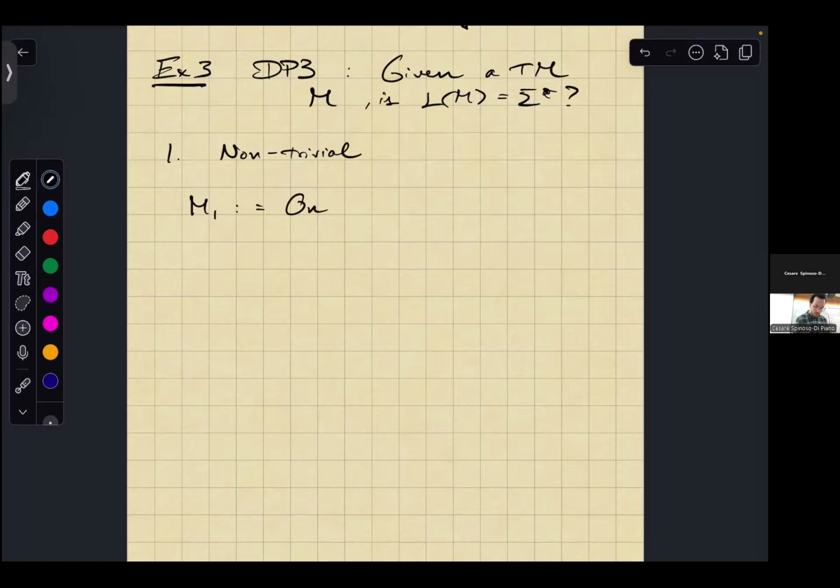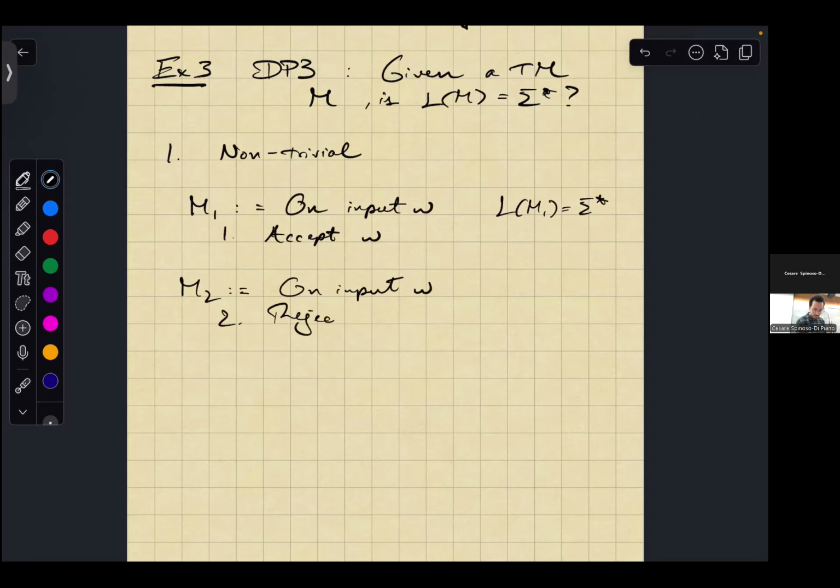Hopefully that's not too difficult to see. I can define one Turing machine M1 that satisfies the property. Essentially it just accepts everything. So L of M1 is sigma star. On the other hand, I can define a Turing machine M2 that does not satisfy the property. It can just be the one that rejects everything. So L of M2 is the empty set, which is definitely not sigma star. Nice. So it's non-trivial. Now let's see, is it a property of languages?